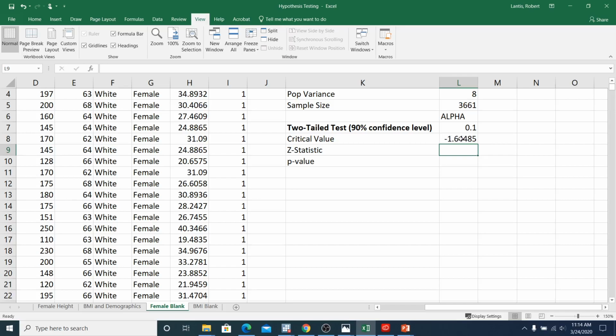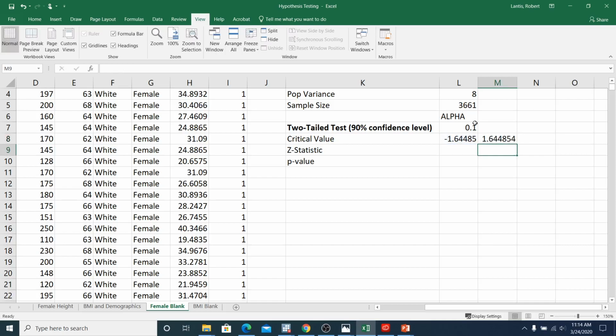We're always going to get the negative critical value. But for a two-tailed test, we know that we have pairs of critical values. So the way that I would like you to do this on your Excel assignment, and also just a good way to do it in practice, is we have two critical values.